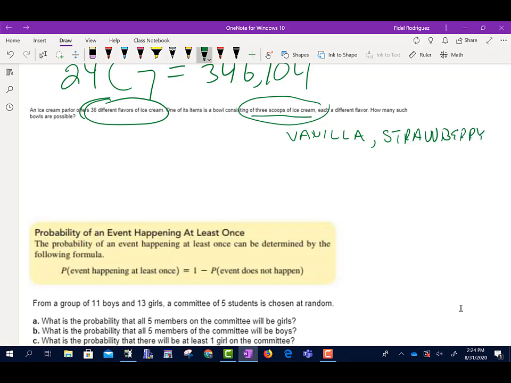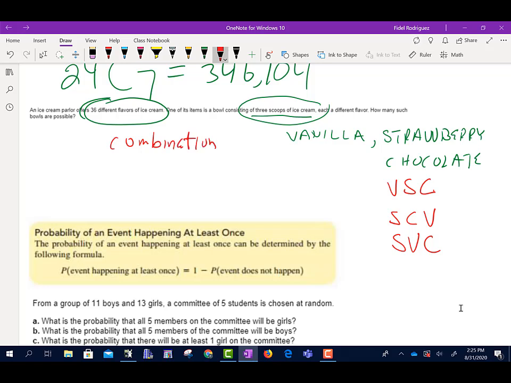Strawberry and chocolate. Okay, so the question I would ask you to figure out is, is it a permutation or a combination? Remember, permutation, the order is important. Combination, the order is not important. So the question I would ask is, if you have vanilla, strawberry, and chocolate, would that be different if you had first strawberry, chocolate, and then vanilla? Or if you had strawberry, vanilla, and chocolate? My question would be, are you still getting the 3 flavors? Yes, you are, right? So since the order is not important, this is going to be, again, a combination, right?